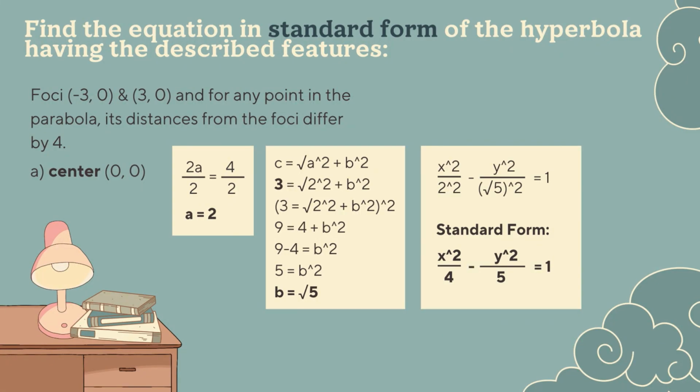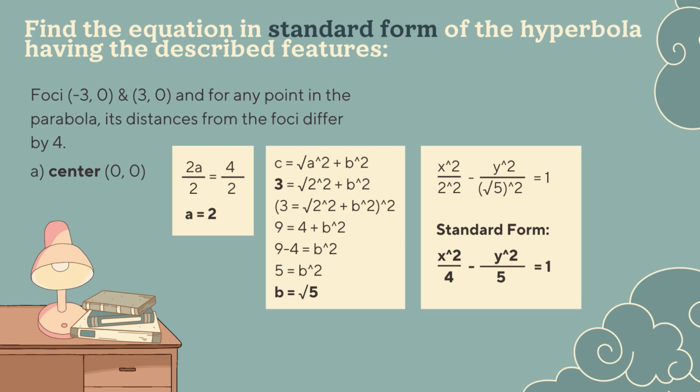So today, we're going to find the equation in standard form of the hyperbola having the described features. Foci are at negative 3, 0 and 3, 0. And for any point on the hyperbola, its distances from the foci differ by 4. So we have here our center, which is 0, 0, and the value of our c is equal to 3, which is already found in our foci.